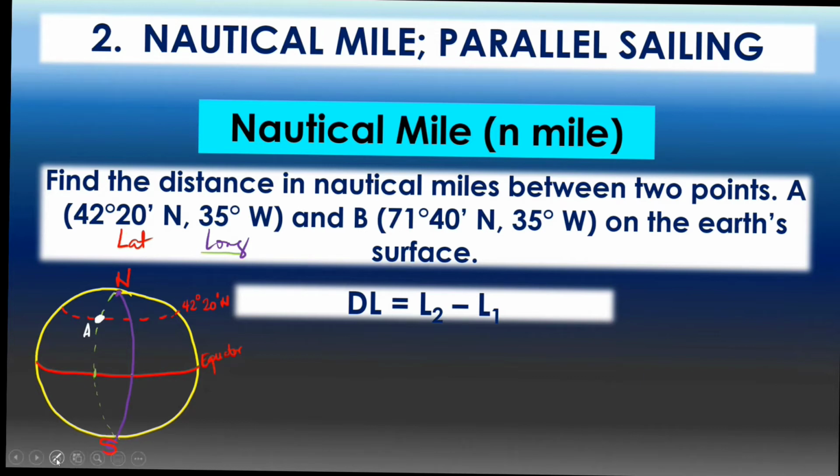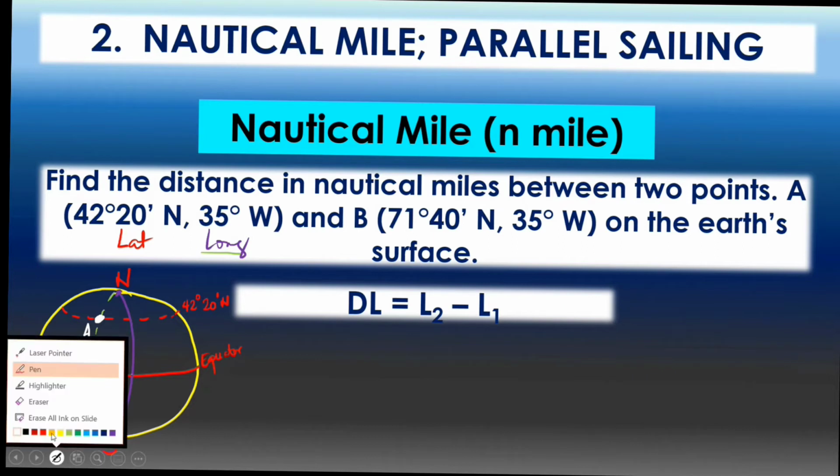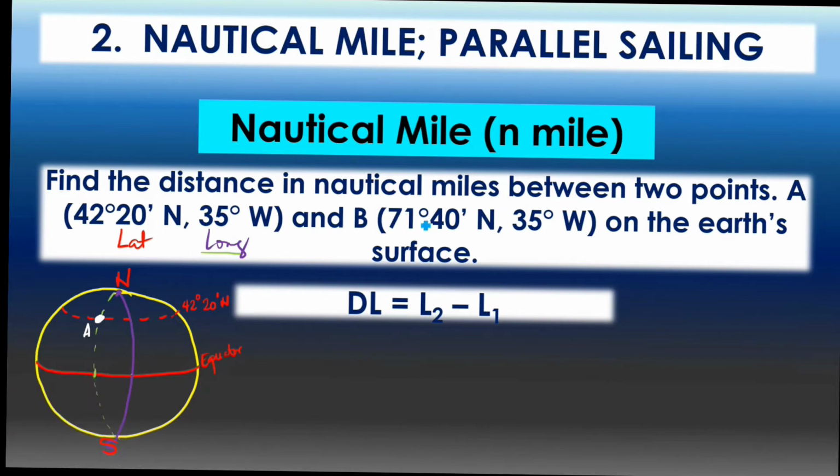Another point, which is B. So B is 71 degrees and 40 minutes. So this is again latitude. So the measurement is from the equator towards the north. So from the equator towards the north, you're gonna measure 71 degrees and 40 minutes. Okay. Then you just draw a small circle around it.